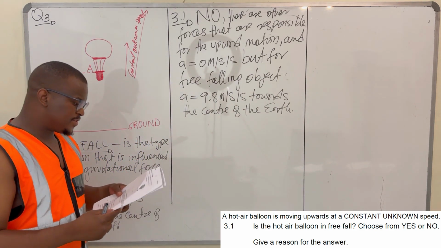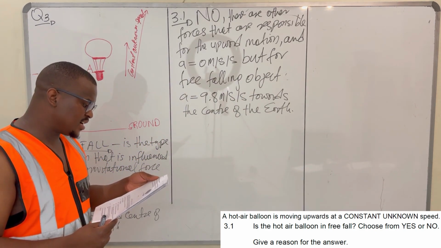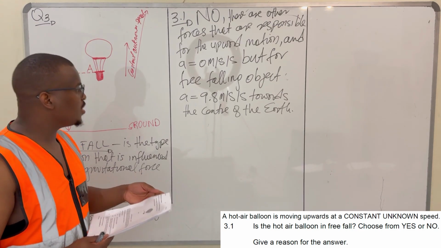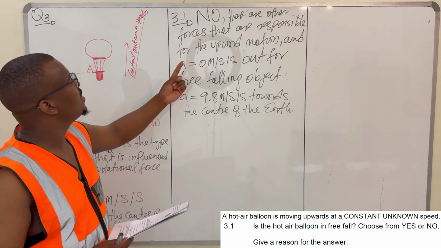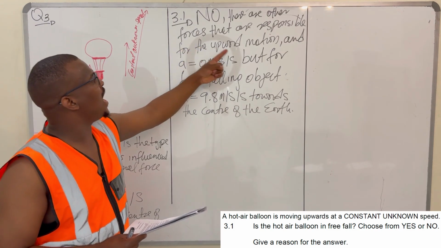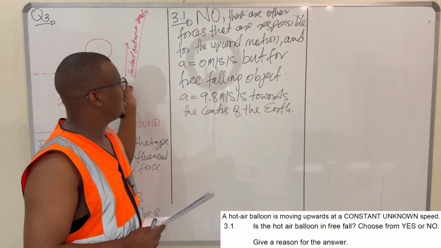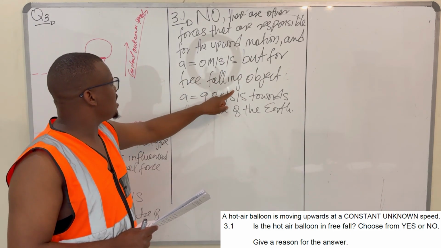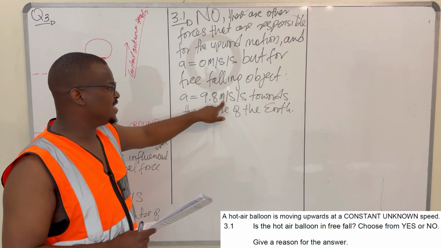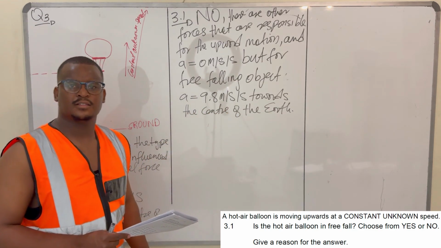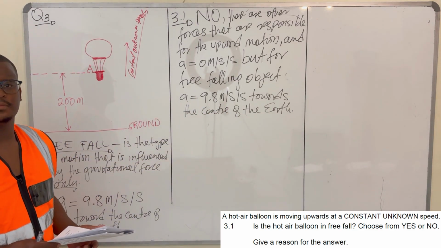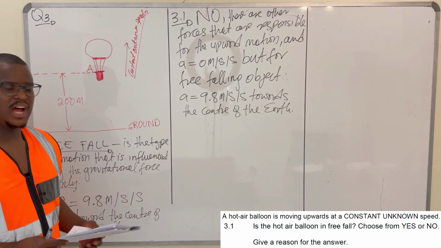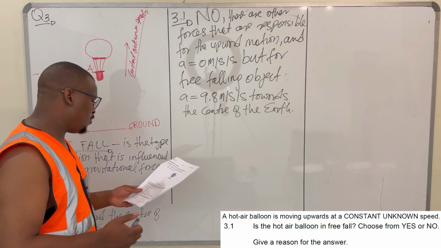So, if they're asking in their question whether this thing is in free fall, we say no. There are other forces that are responsible for the upward motion of this thing, and our acceleration is 0. But for a free-falling object, acceleration should be this, towards the center of the Earth. So this thing is not in free fall. Done. We move to the next one.